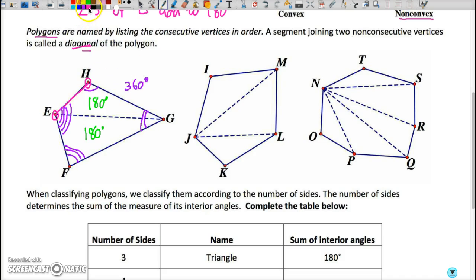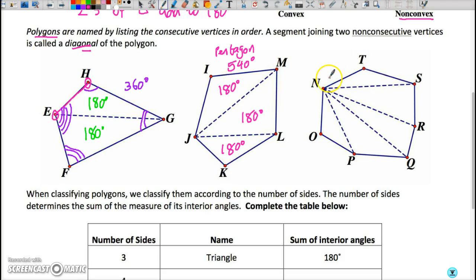So the idea now is we're going to look for a pattern. We're going to go to a pentagon. A pentagon is a five-sided figure, 5 vertices, 5 sides. If we draw diagonals, you can see that we're going to be able to divide this into 3 triangles, and therefore the sum of the interior angles of a pentagon is going to increase to 540 degrees.